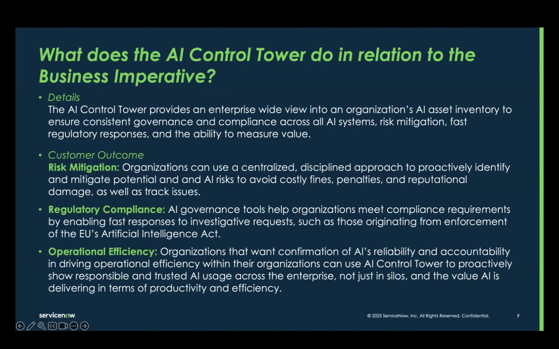So the AI Control Tower gives organizations a centralized, enterprise-wide view of their AI systems. It acts as the backbone for governance, compliance, and value tracking. With risk mitigation, we're helping teams proactively identify AI risks, track issues, and of course, avoid those costly legal and reputational fallouts, especially if third-party models are involved. With regulatory compliance, like the EU AI Act, the control tower enables organizations to quickly respond to audit requests and prove alignment with those compliance standards.